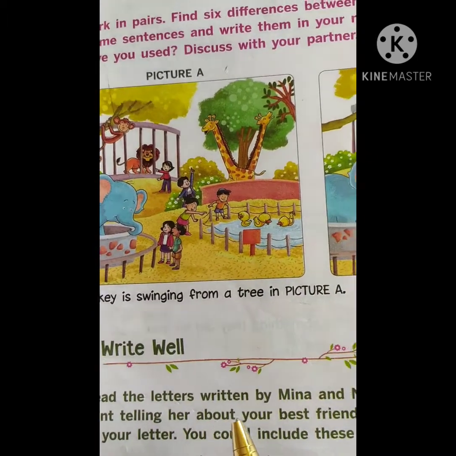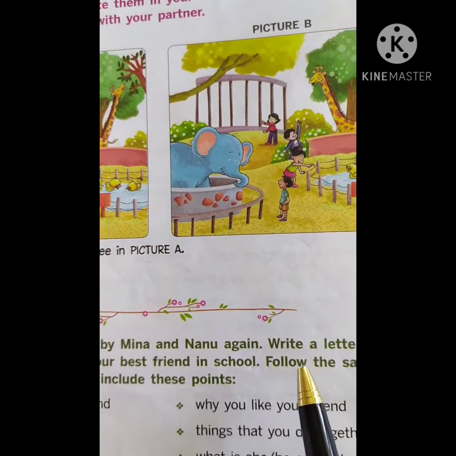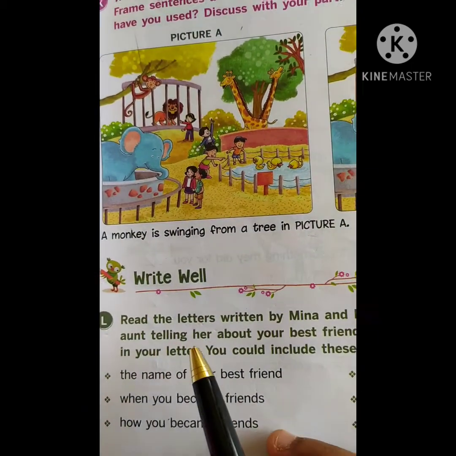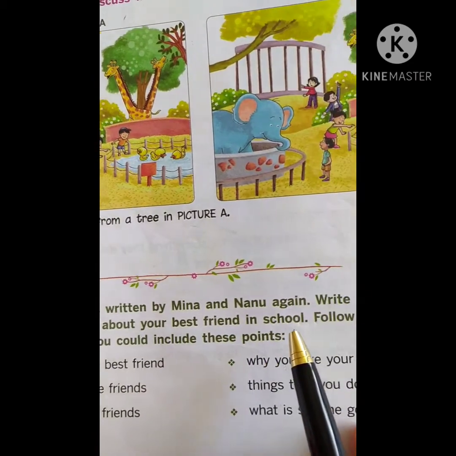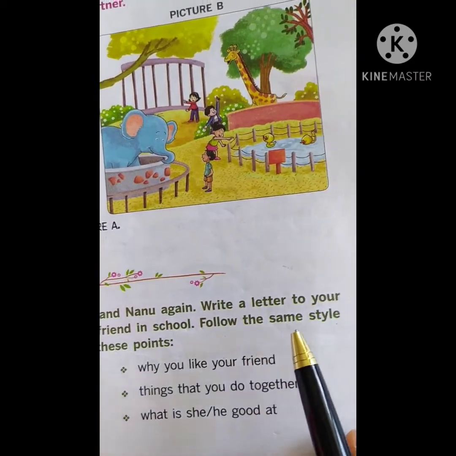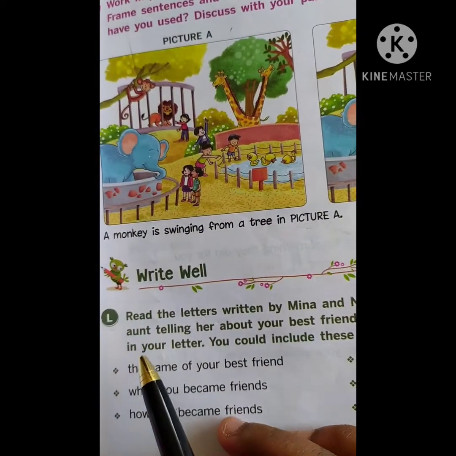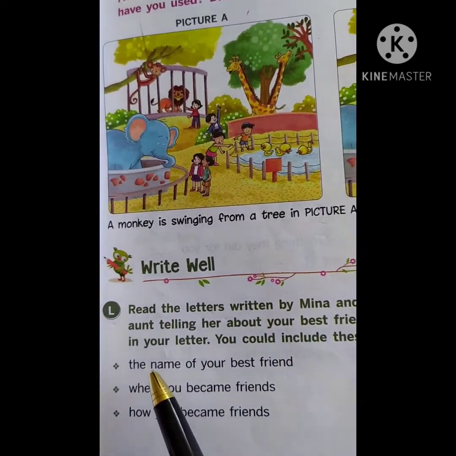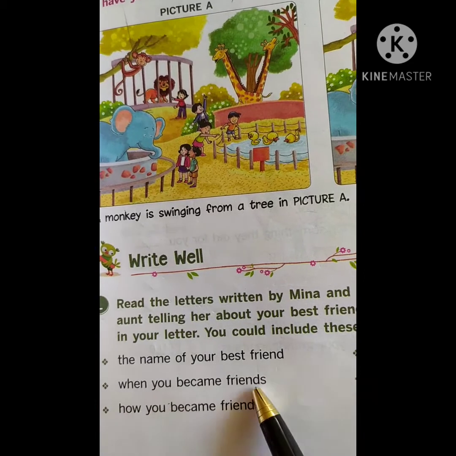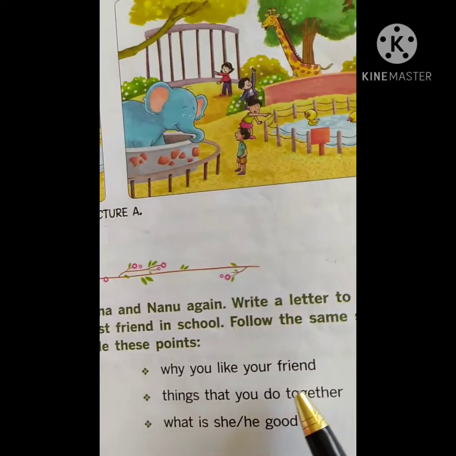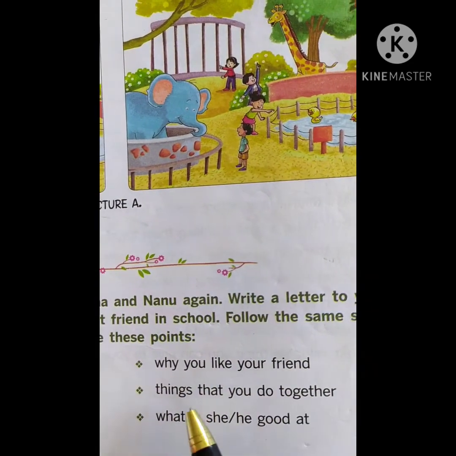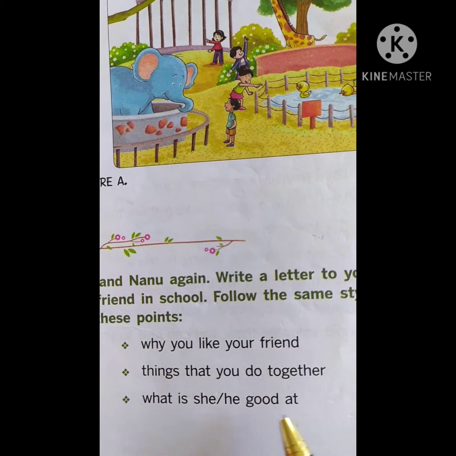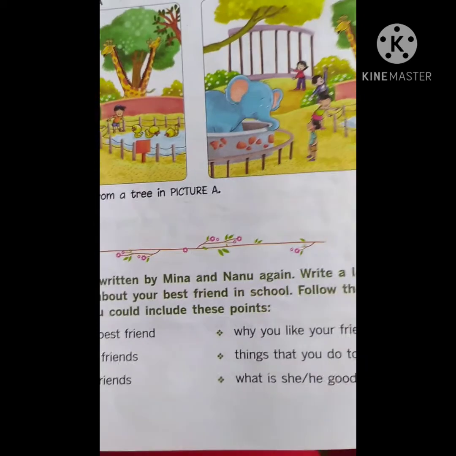Read the letters written by Meena and Nanu again. Write a letter to your aunt telling her about your best friend in school. Follow the same style in your letter. You could include these points: the name of your best friend, when you became friends, how you became friends, why you like your friend, things that you do together, what is she or he good at. So these are the things you have to write children.